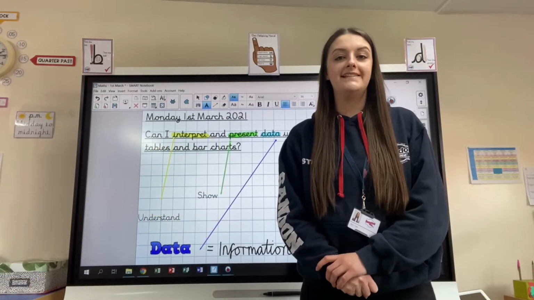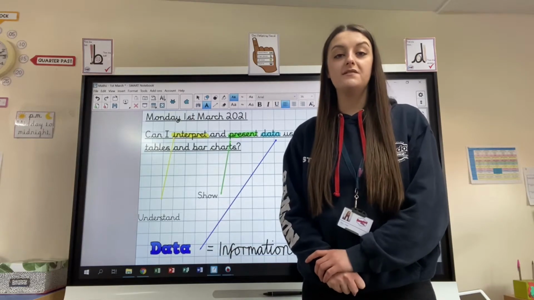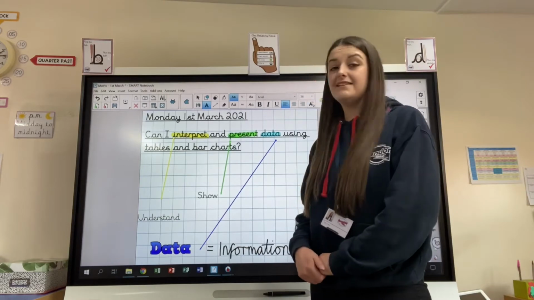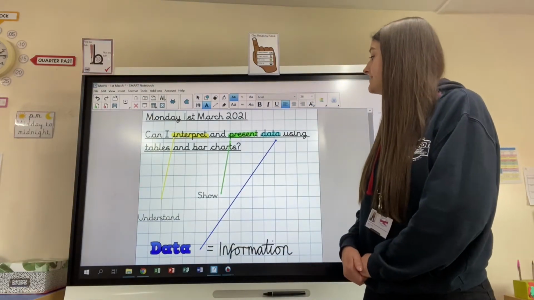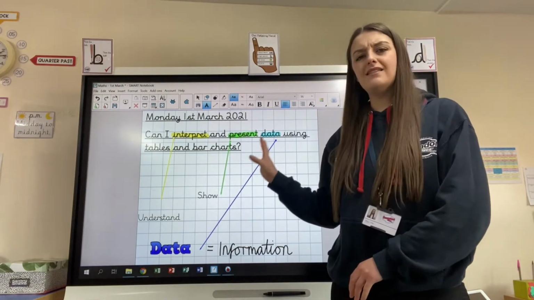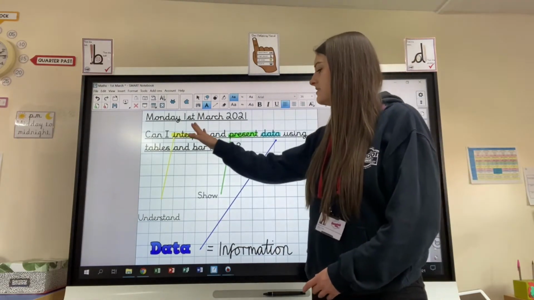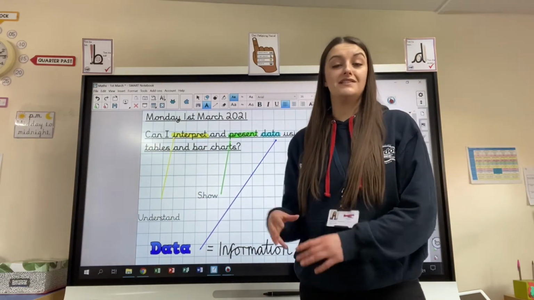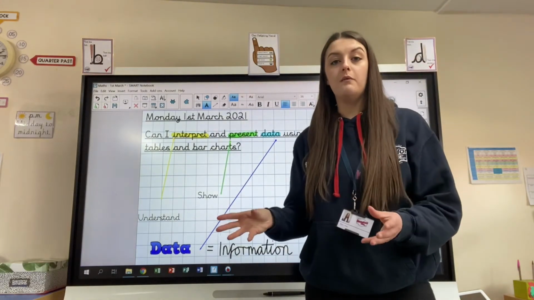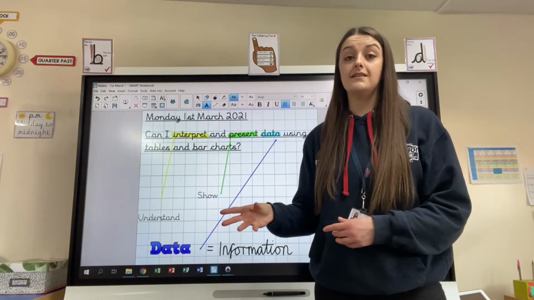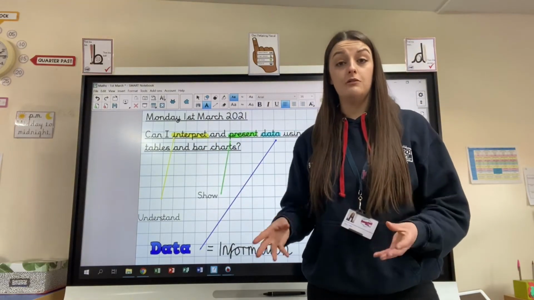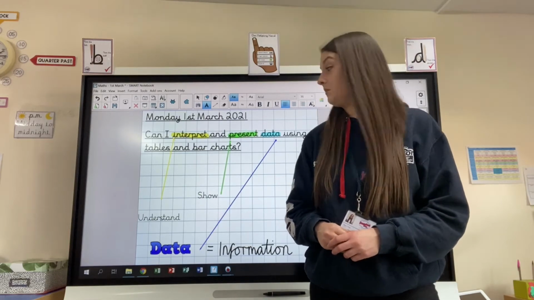Right, so you should have just completed my warm-up challenge of grouping the houses in different ways. So let's have a look at our learning question for today. It says, can I interpret and present data using tables and bar charts? Okay, so let's break that learning question down. Interpret means just understand what we've been given. And when we're presenting something, that means we're showing it, okay? We can present data, that's information, in a table or a bar chart. That's just 2 of the ways that we're looking at today, okay?